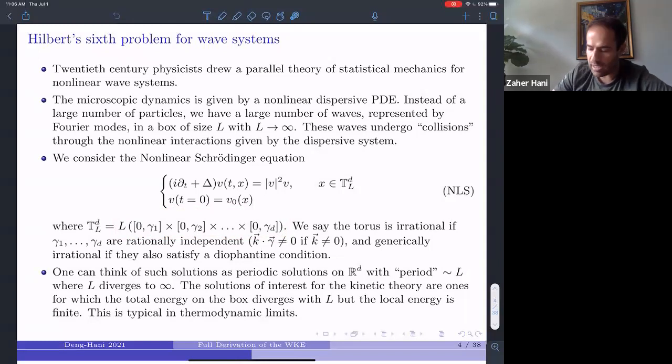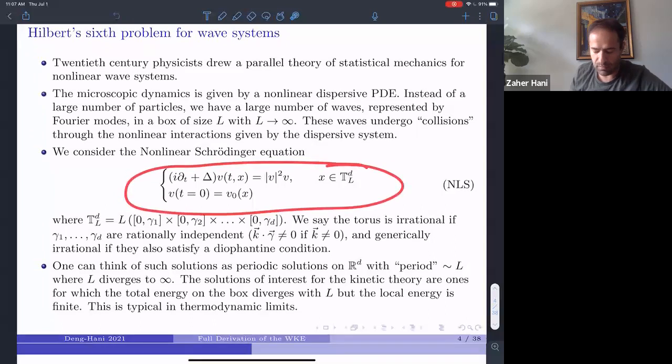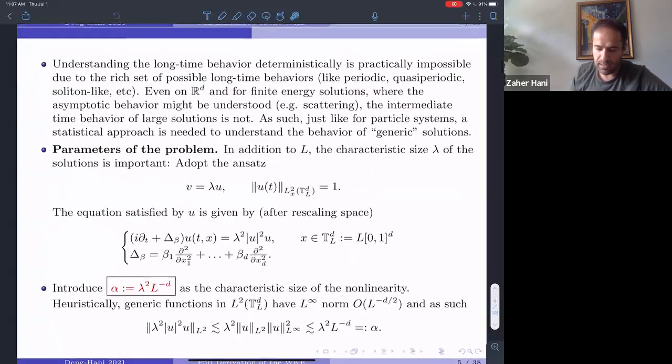The torus is said to be irrational if gamma 1 up to gamma d are rationally independent. This is what that means. Here k is an integer vector, so it's rationally independent if k dot gamma is different from 0 whenever k is a non-zero integer vector. And we say it's generically irrational if, in addition to that, gamma 1 up to gamma d satisfy a Diophantine condition. So this is something from our talk a couple of weeks ago.